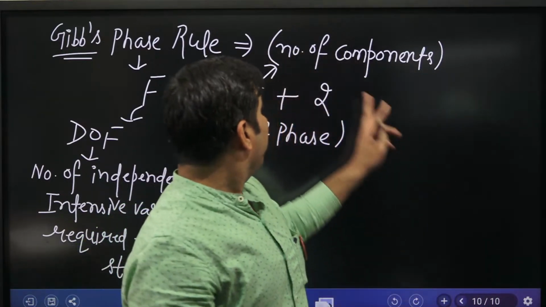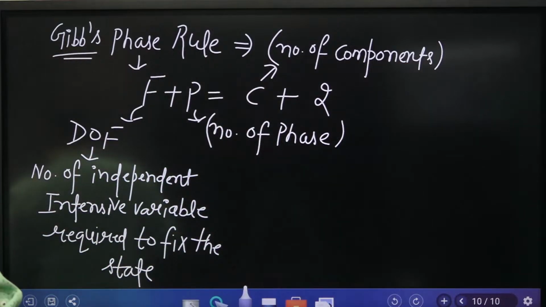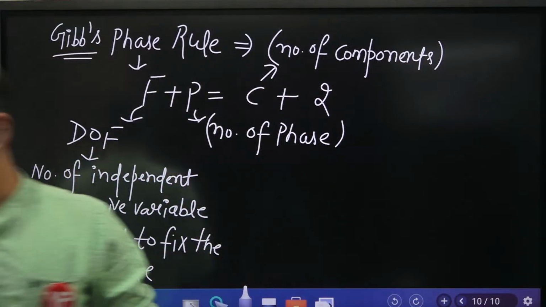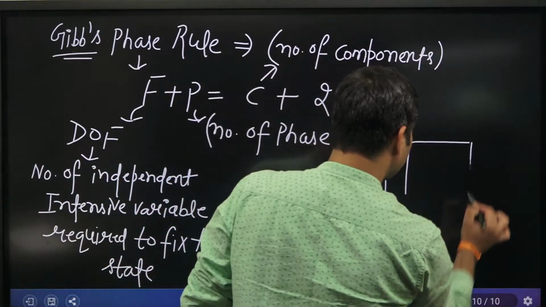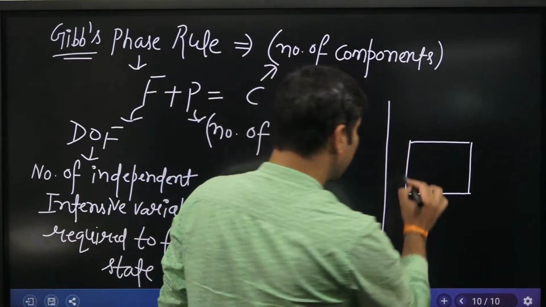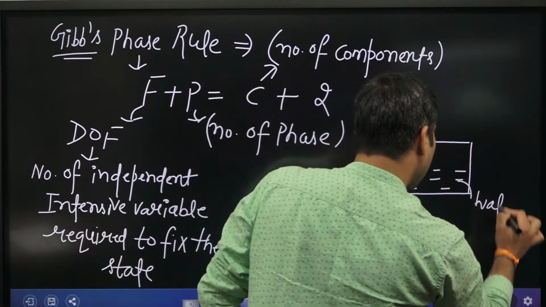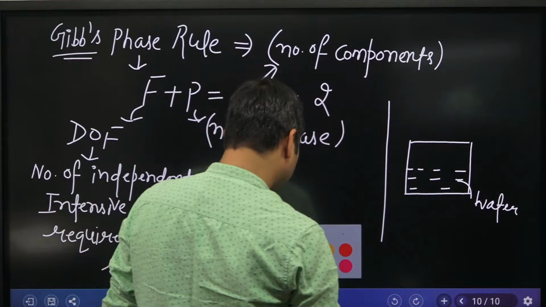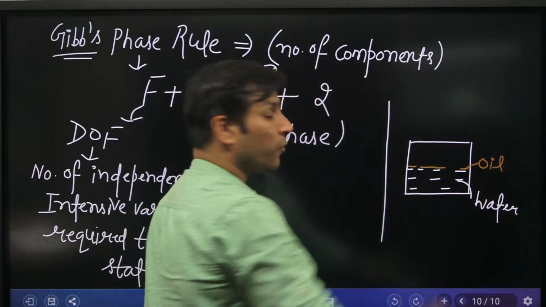So C means number of components. You can write one thing related to that: chemically independent constituents. Suppose you are having any substance. Suppose I give you a mixture of some water and oil. Here you are having water, and at the top of water, suppose there is some oil. Here it is oil. So you are having a mixture of water and oil.